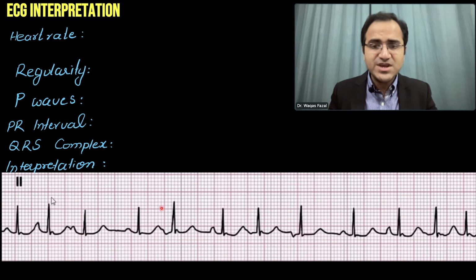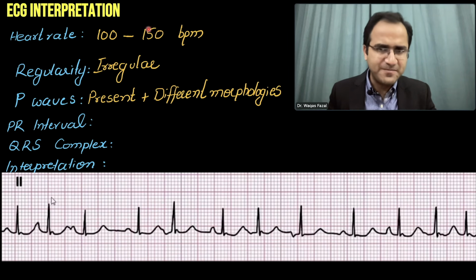Coming to the answers, if we calculate the heart rate in the wider interval, we have 1, 2, and almost 3 large boxes, so 102. If we calculate the narrow one, we have 1 and 2, so the heart rate is between 100 to 150 beats per minute. And it is an irregular rhythm. The RR interval over here is wider, over here it's narrow, so it's an irregular rhythm.